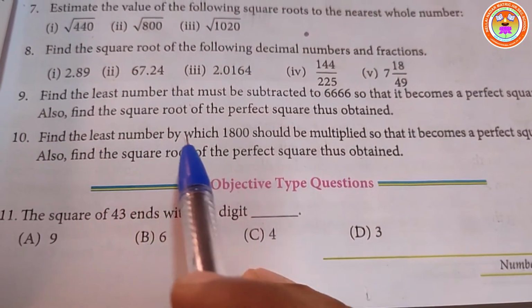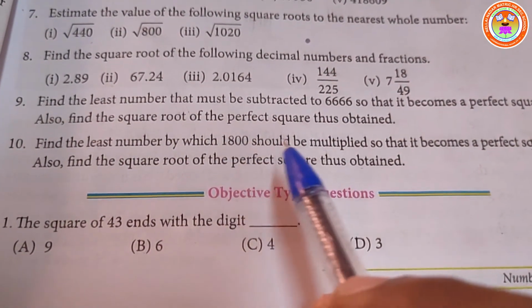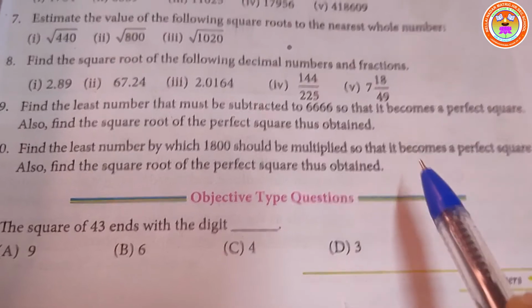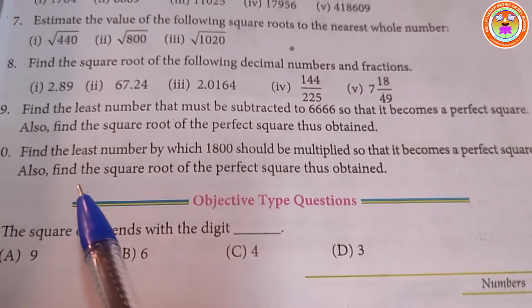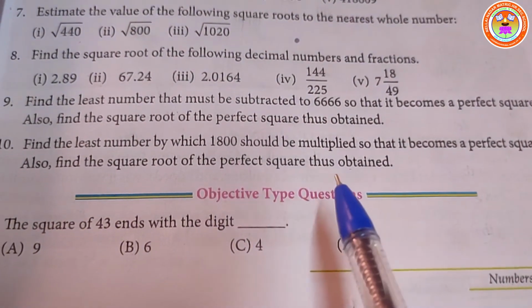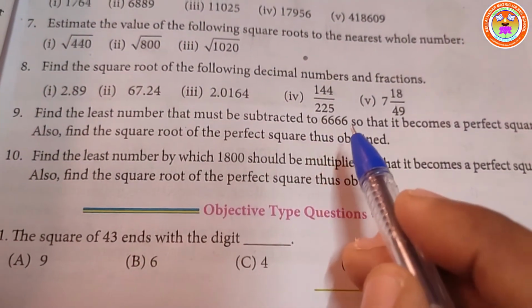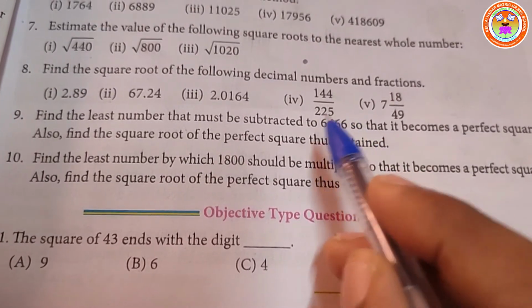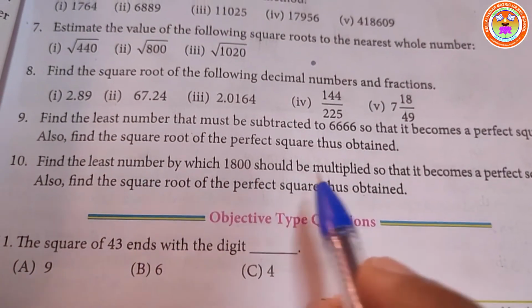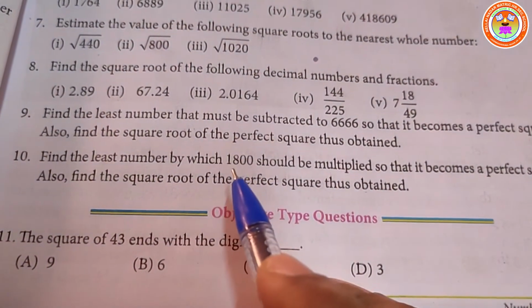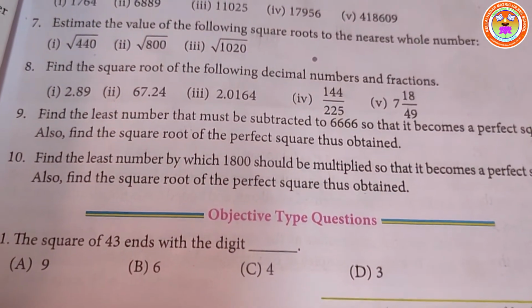Find the least number by which 1800 should be multiplied so that it becomes a perfect square. Also find the square root of the perfect square thus obtained. Here, in the previous question they asked for subtraction, so we found it by the long division method for 6666. Here they are asking for multiplication, so we have to do it by the prime factorization method itself.